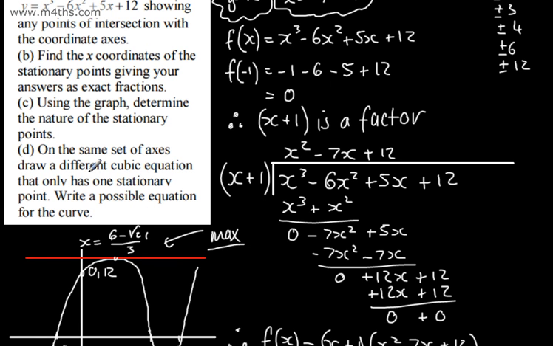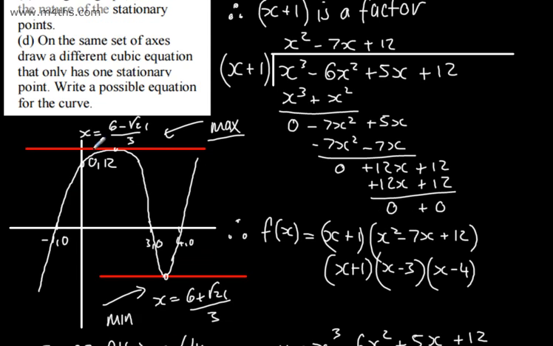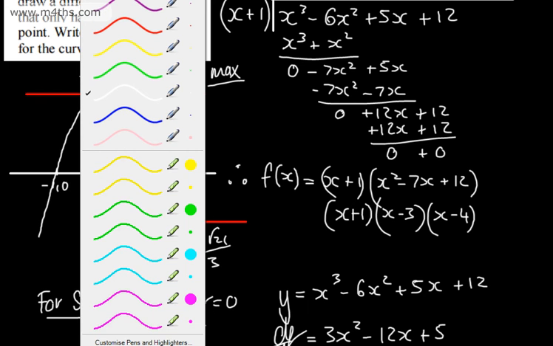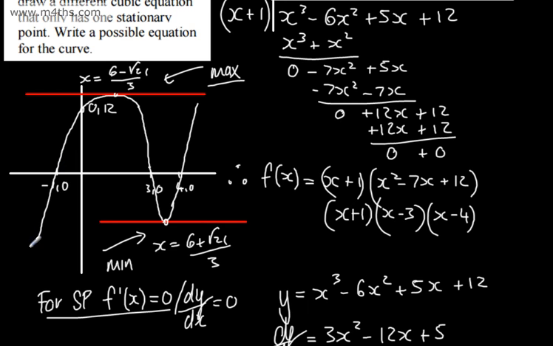In part D, it says on the same set of axes, draw a different cubic equation that only has one stationary point. Write a possible equation for the curve. If we've got one stationary point, what we could do is simply draw y is equal to x cubed. That's the easiest one. This is our point of inflection, so we'll end up with something looking like so. So y is equal to x cubed, and I'm going to write that that is the SP, and it's a point of inflection, as we've learned before. That's the easiest thing to do.